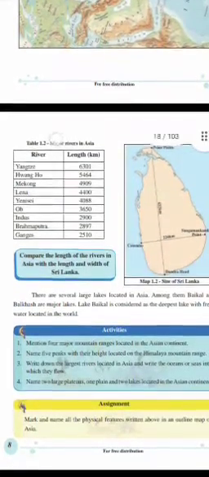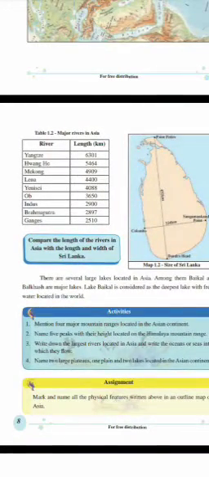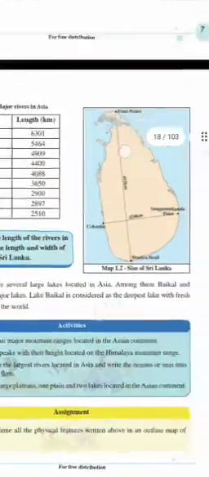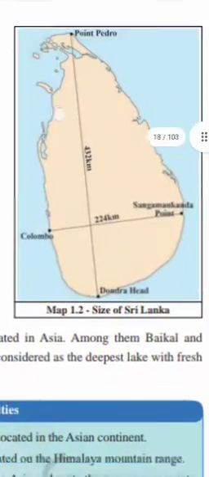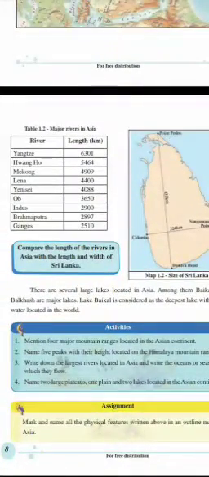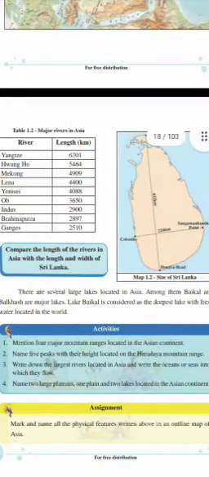And when we compare the length of rivers in Asia with the length and width of Sri Lanka, this is the size of Sri Lanka. There are several lakes located in Asia. They are Baikal and Balkhash, the major lakes. Lake Baikal is considered the deepest freshwater lake in the world.